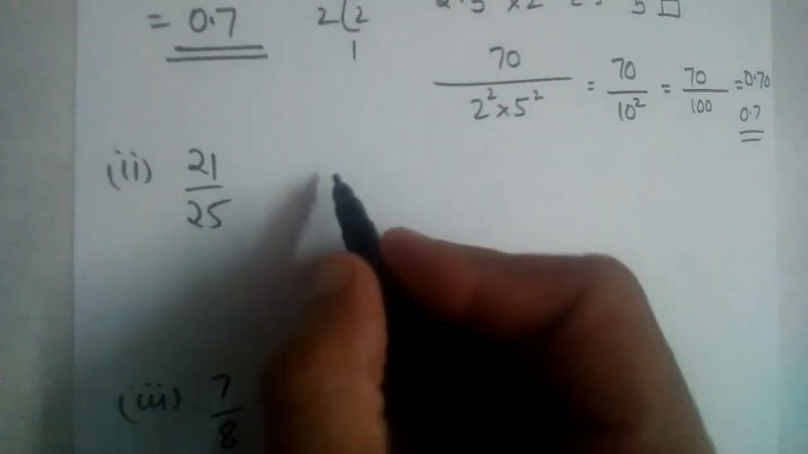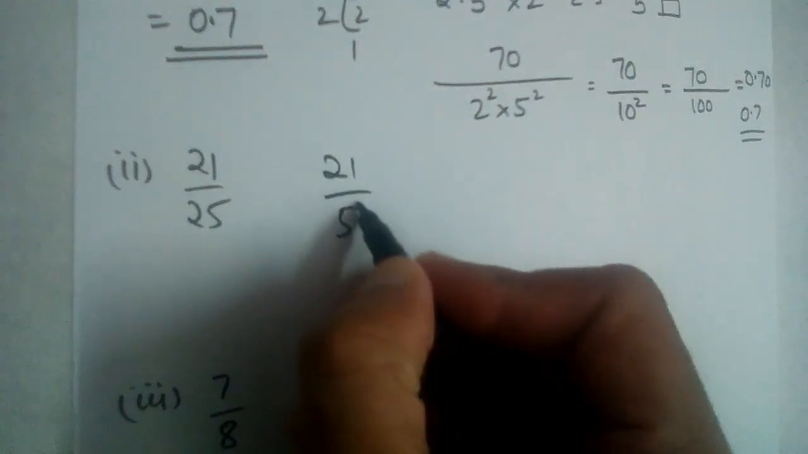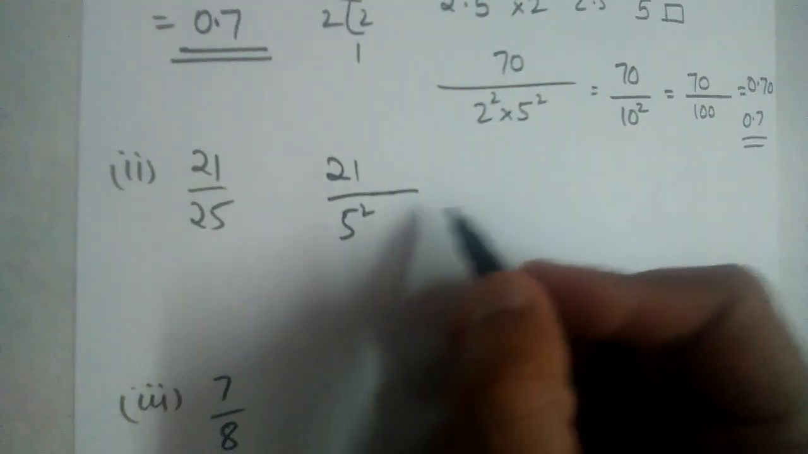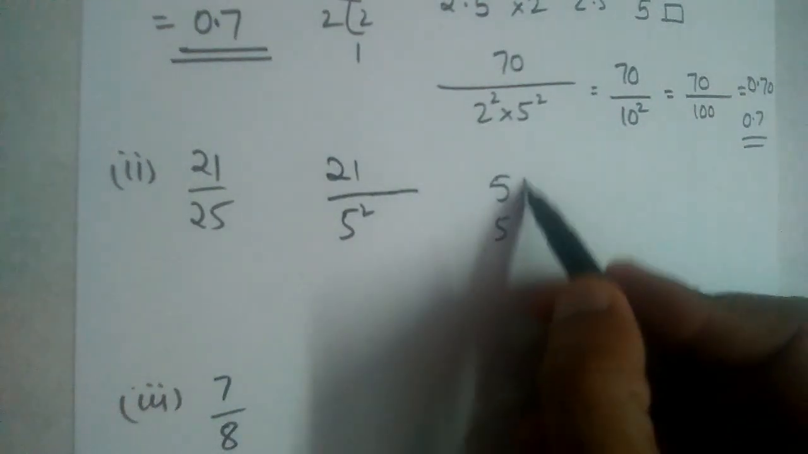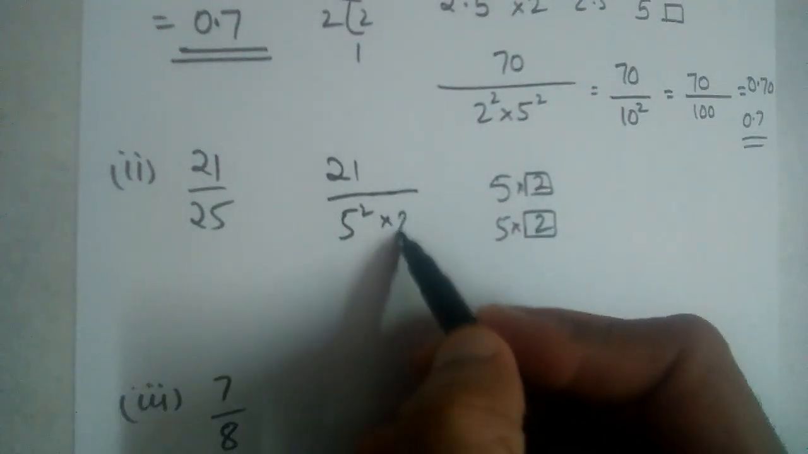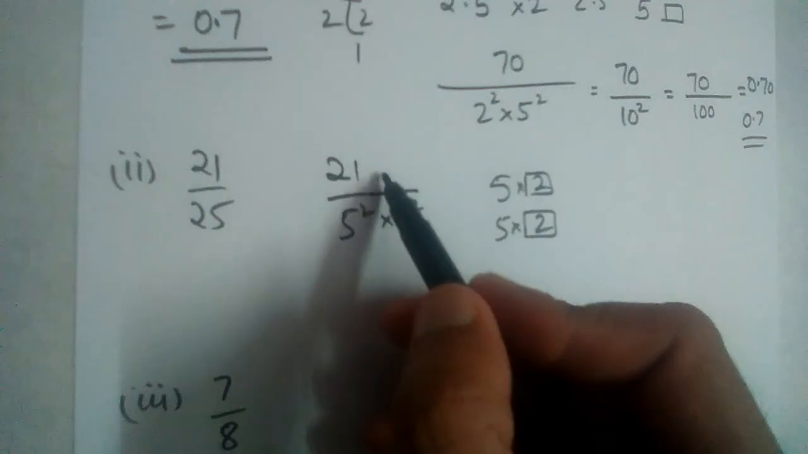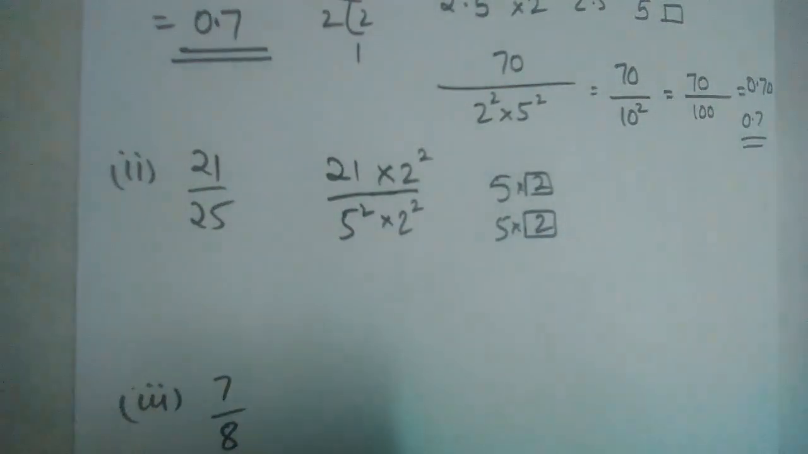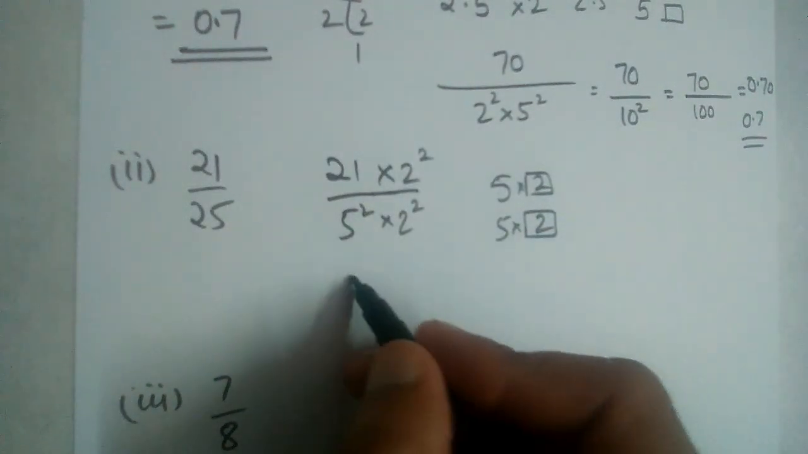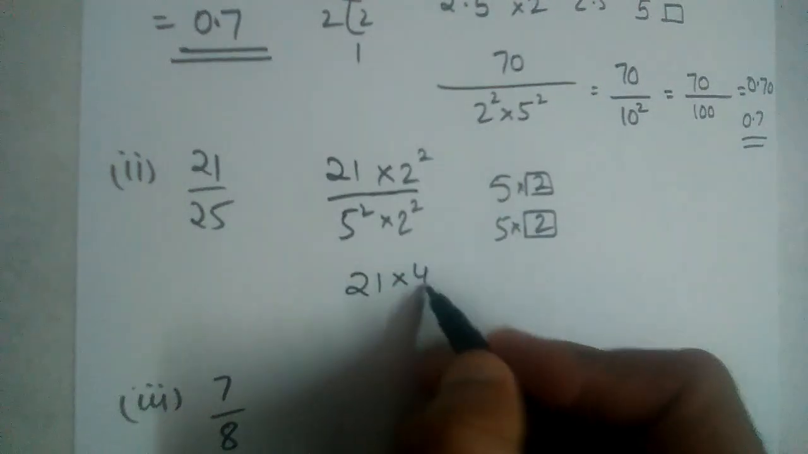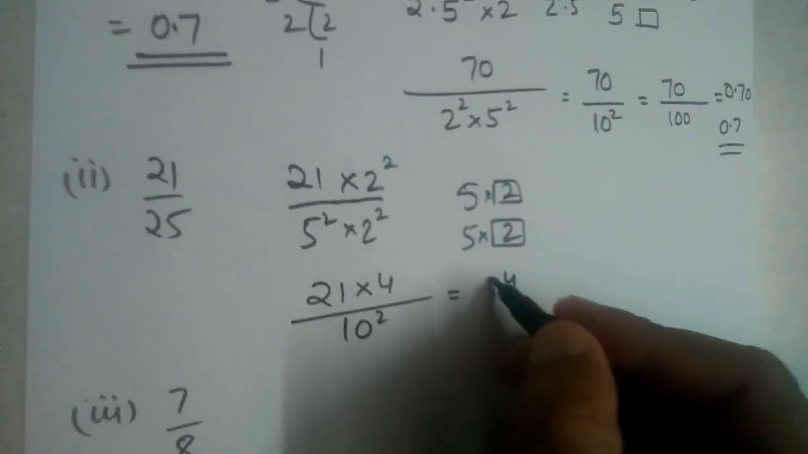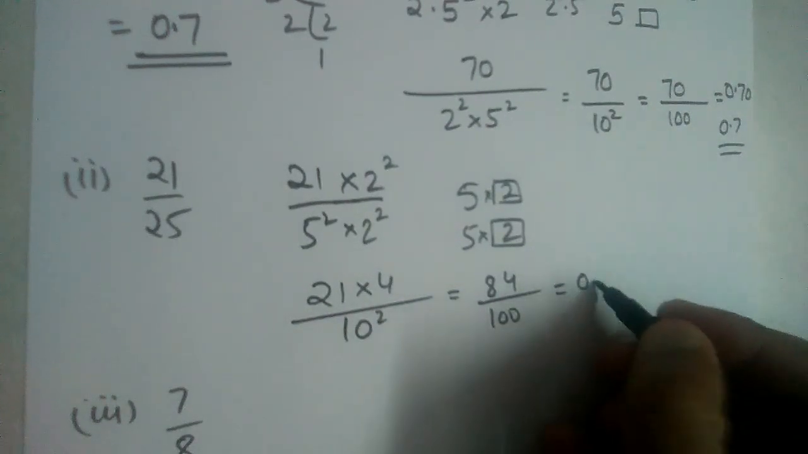Now 21 divided by 25. Let us find the prime factors of 25. We know it is 5 square. To make it a power of 10, we have 5 two times, so we need to multiply with 2 and 2. That means 2 square is missing, so I should multiply the numerator also with 2 square. So multiply numerator and denominator by 2 square. So it is 21 into 4 divided by 10 square. This will give us 84 divided by 100. This is 0.84.